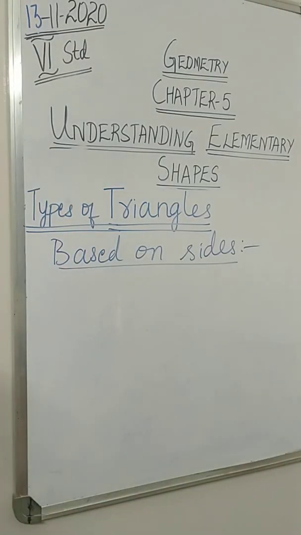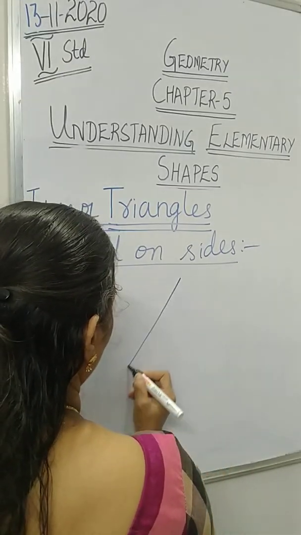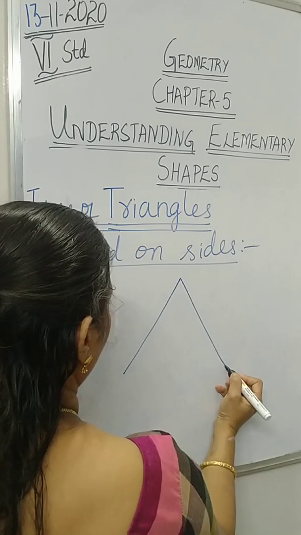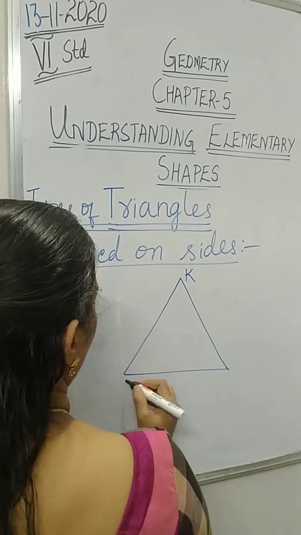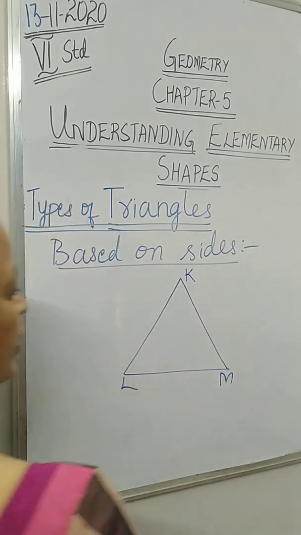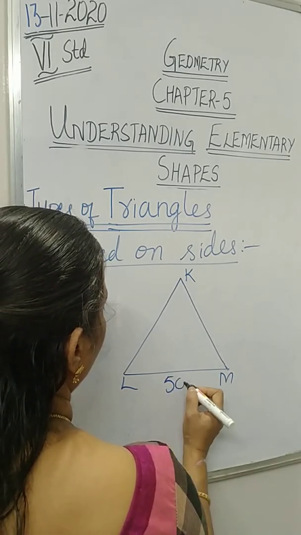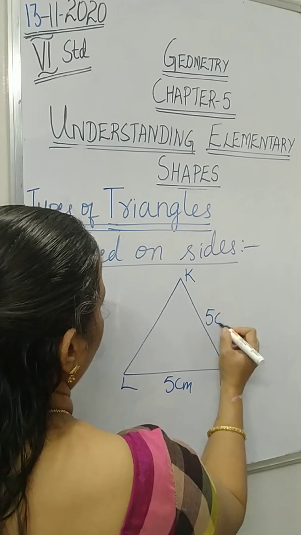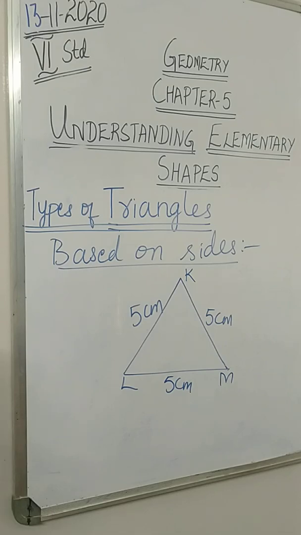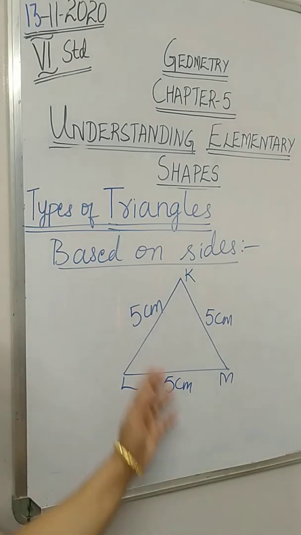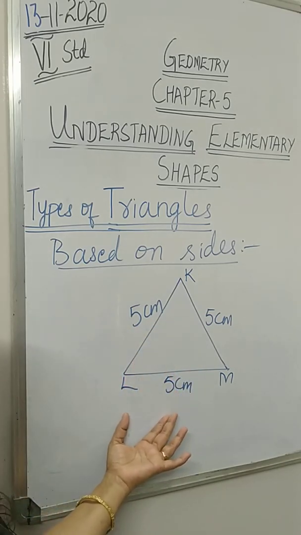Look here. A triangle has 3 sides, I told you. Now I will draw a triangle for you. Here a triangle KLM. Let me write the measurements of these sides. Here it is 5 centimeter. Here also it is 5 centimeter. Here also it is 5 centimeter. What do you find in this triangle? In this triangle you see that all the sides are equal. All the 3 sides have the same measurement.